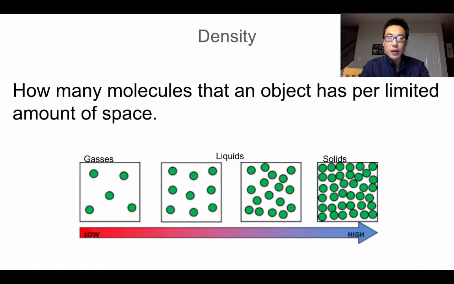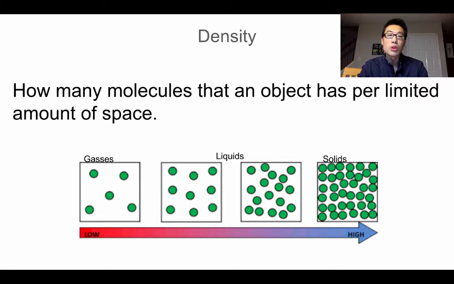All right, so density. What is it? It's about how many molecules an object has per limited amount of space. If you look at this diagram below, if it has a lot of things jam-packed, that is what we call a solid, or it's highly dense. Then you can go down to the lower spectrum where there's not very much there, and that's what we get with lower density objects. That's what we call gases. And anything in between is what we can safely assume is going to be liquids.